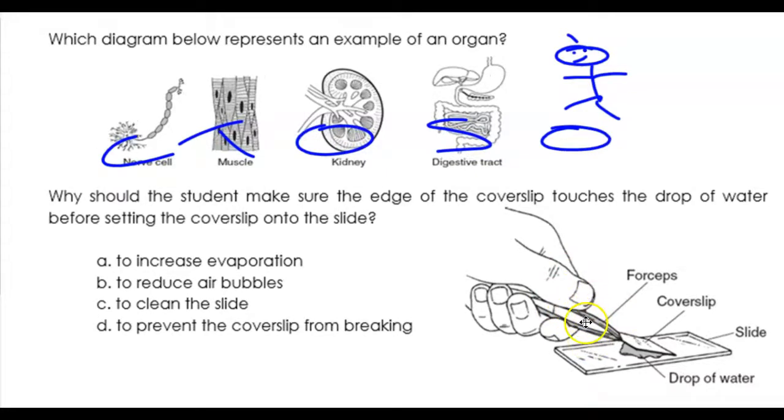And if you ever see this question ever, maybe even in high school, very common question for state tests, why are we doing this careful application of a glass cover slip on a microscope slide? It's to reduce the air bubbles that could get under there and confuse you because they look like cells. So B. B is why we should do that.